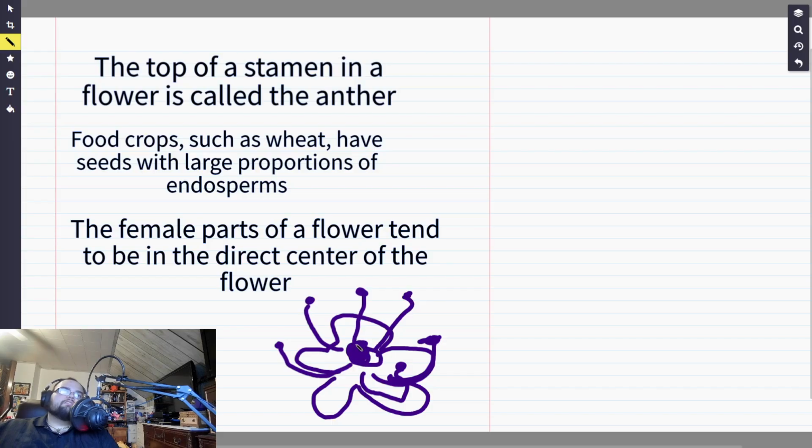But the very center, which has these pieces stick out, that is the female parts. Right? Well, the stamen and the anther, which produce the pollen grain, tend to be the male parts.